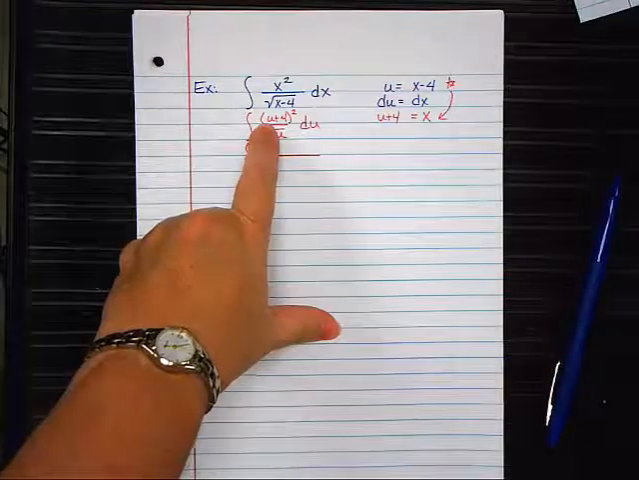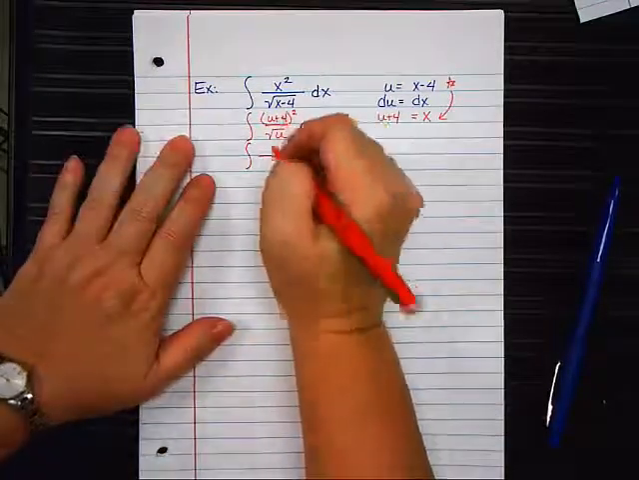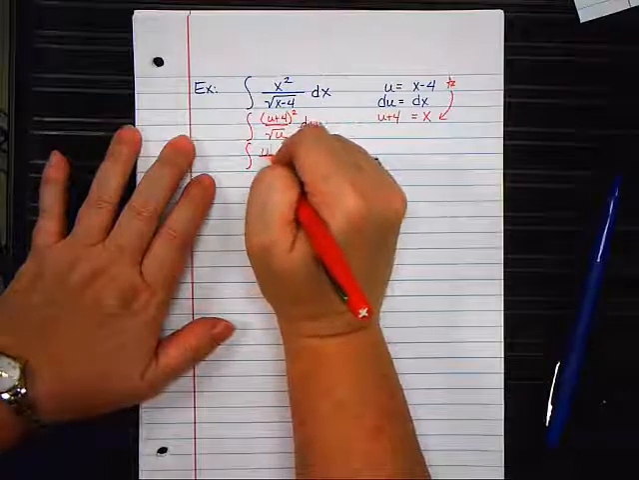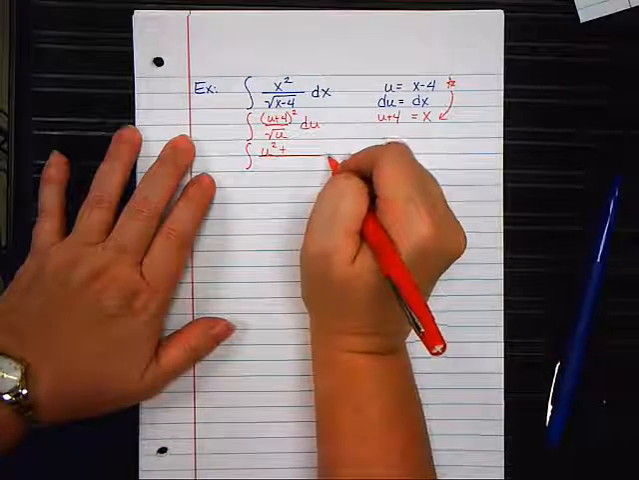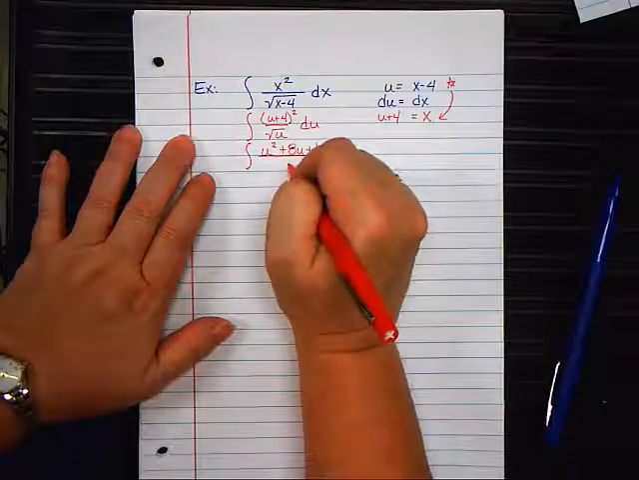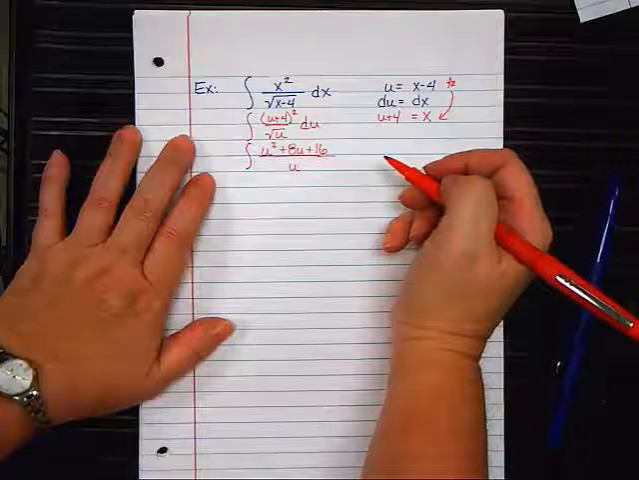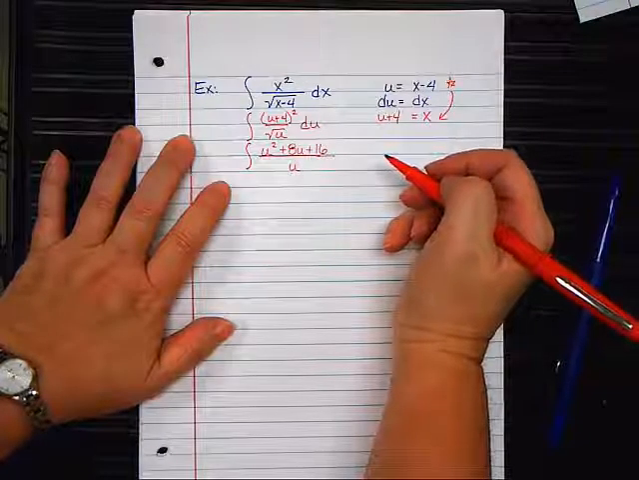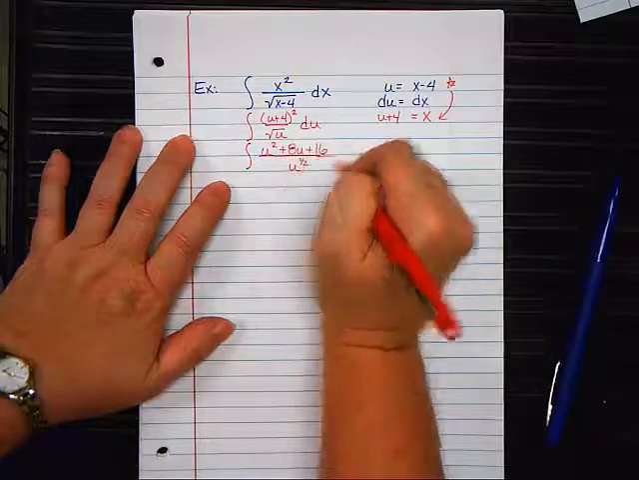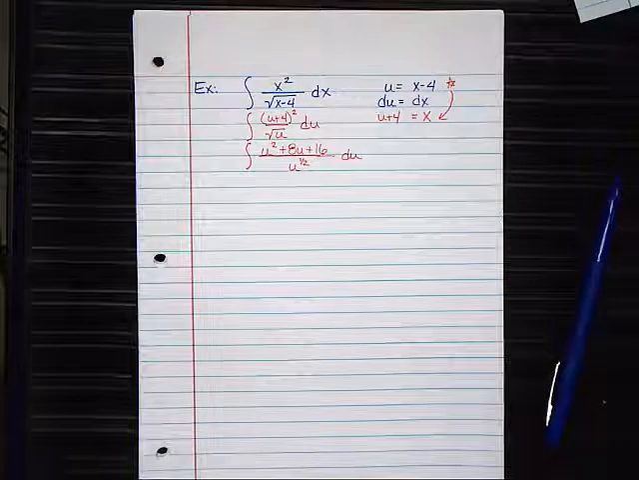But I can't until I FOIL this out. So I need to FOIL this out first. So this will be what? What's first? u squared plus 8u plus 16 over, I'm going to rewrite this as a power. What power is that u really? Okay, it's still on the bottom. I'm not moving it up. It's still 1/2 du. Okay, still got the integral. I'm just rewriting it.